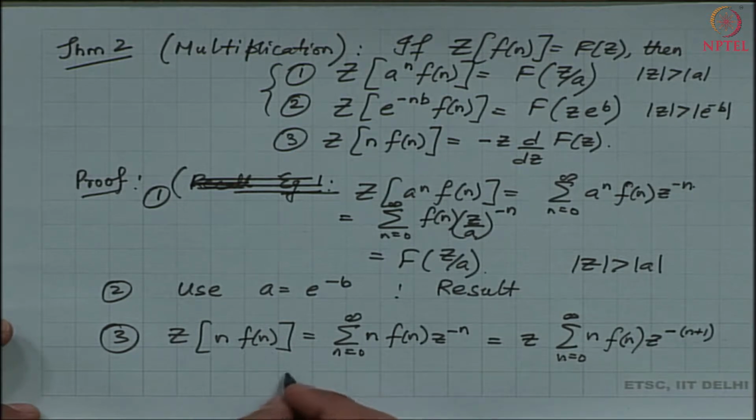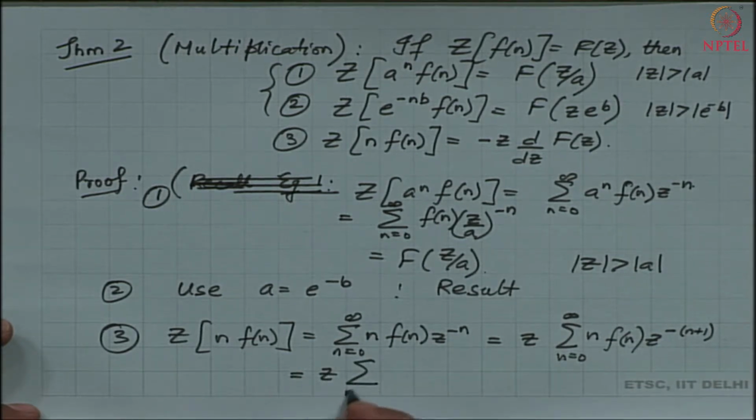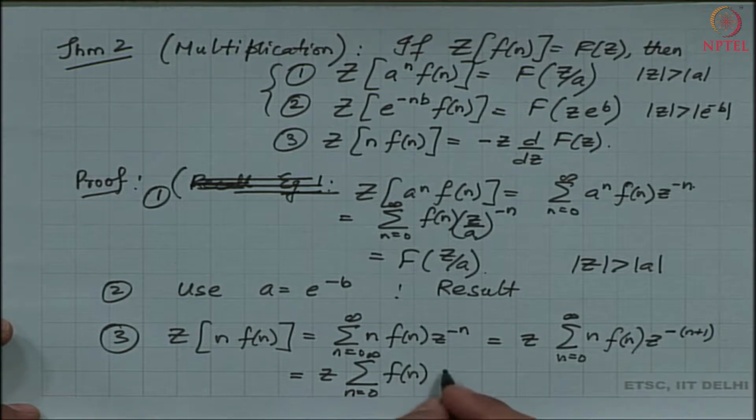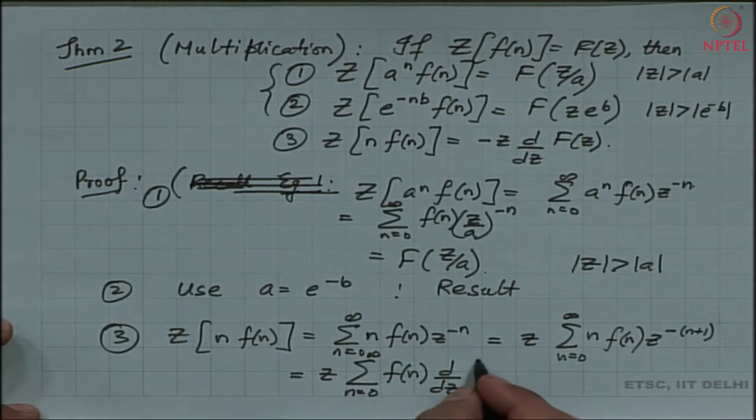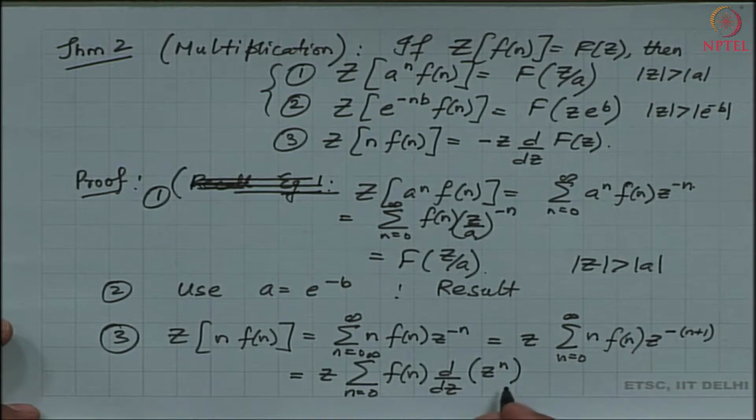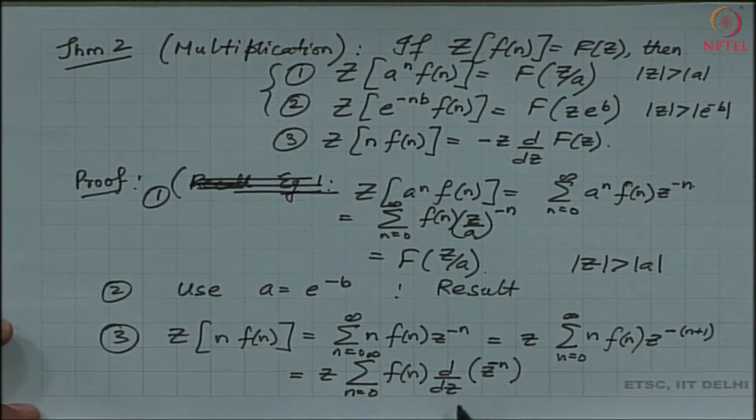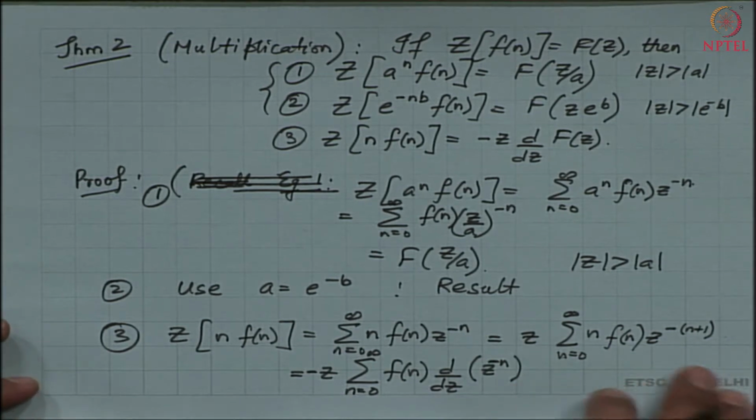Okay. So, what I get is that this is also equal to z times the infinite sum n from 0 to infinity f of n times d d z of z to the power minus n, right. Okay. So, if I take the derivative, and of course, with a minus sign as well. So, now the next step is that I am going to take the derivative outside the summation.